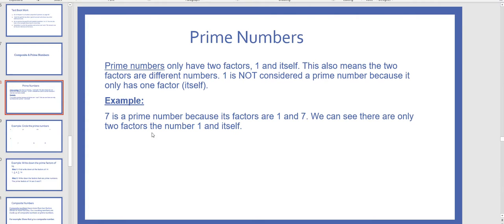So let's look at an example. 7 is a prime number because its factors are 1 and 7. Okay, I can't divide 7 by any other number except 1 to get a whole number. If I tried 7 divided by 2, that will give me 3.5. If I tried to divide 7 by 3, I'd also get a decimal. So that's why there are no other factors except 1. 7 divided by 1 is 7. So its factors are 1 and itself. We can see there are only two factors in this example.